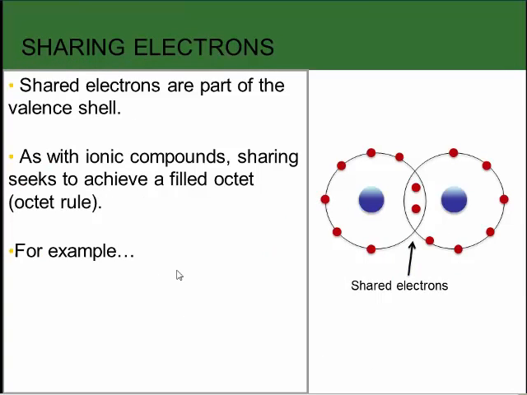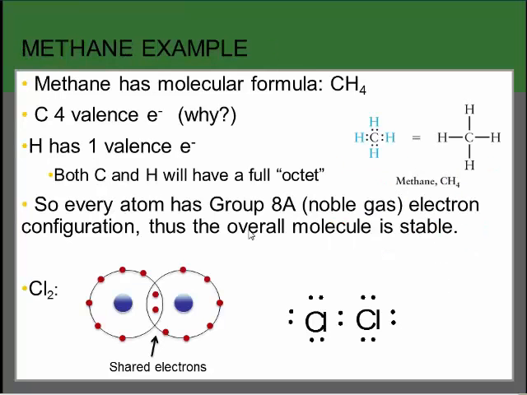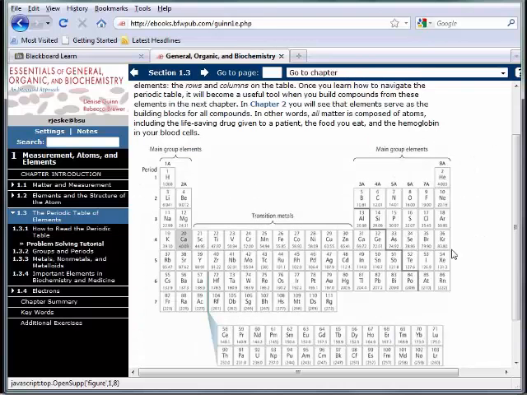Shared electrons are part of the valence shell, and as we said, sharing seeks to achieve a filled octet. So here's another example with methane, CH4. Carbon has 4 valence electrons. Remember that carbon is right here. It has a total of 6 electrons. 2 of them go in the n equals 1 shell, and that leaves 4 to go in the higher energy n equals 2 shell. Those 4 electrons are the valence electrons for carbon.